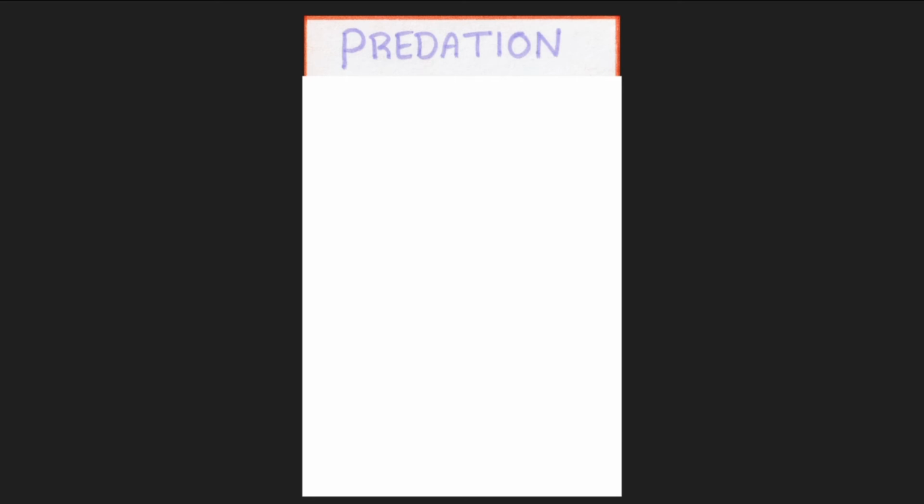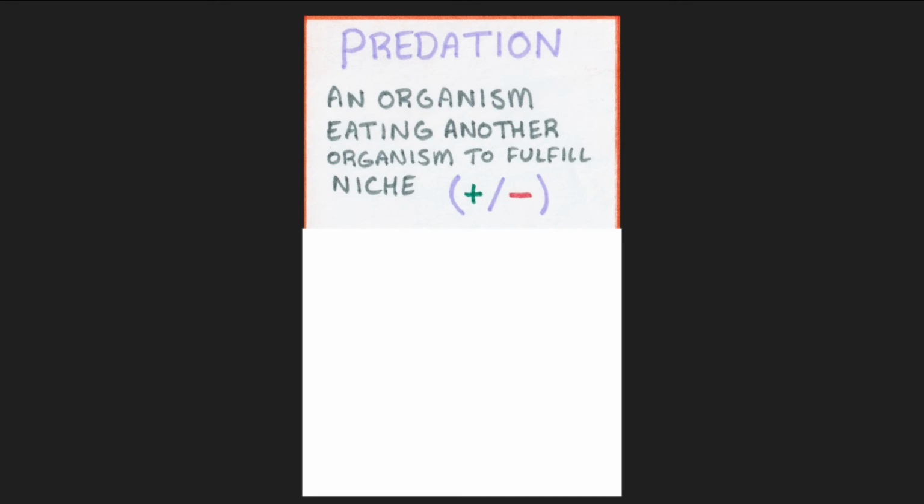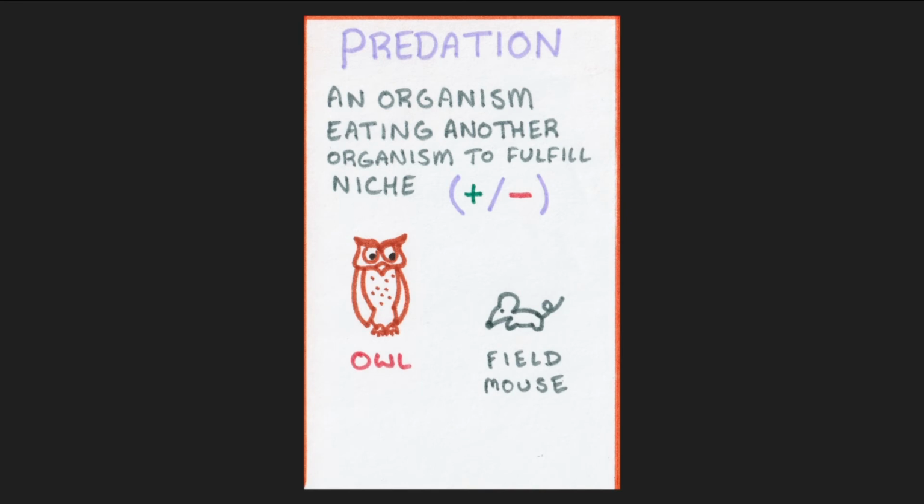Predation. So predation, you may notice where we get the word predator, is an organism eating another organism to fulfill its niche. Best example here, anything that eats something else, like an owl and a field mouse, like a lion and a gazelle, like a tiger and anything that comes near a tiger, like a coyote and a rabbit. You'd fill in the blank, something that eats something else. Pretty simple. Good for the animal doing the eating, bad for the animal not doing the eating, being eaten. So that's predation, basically just the fulfillment of the niche.